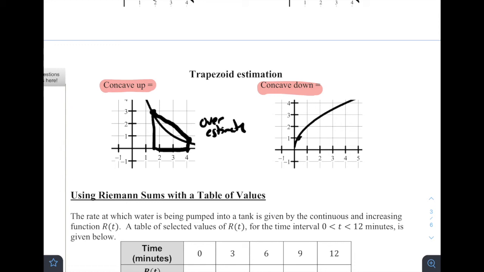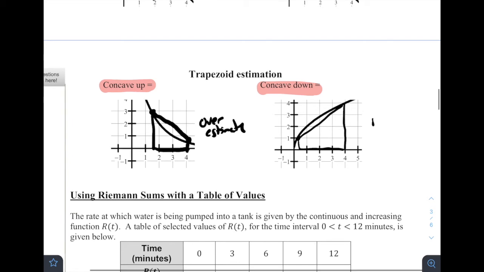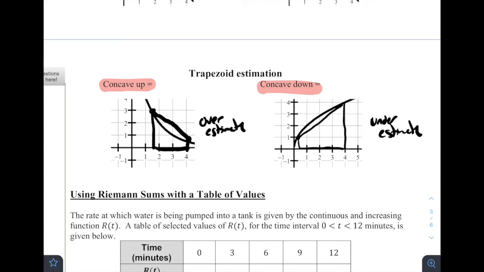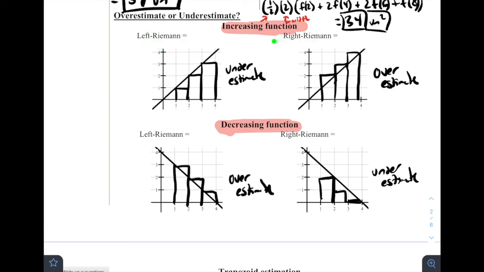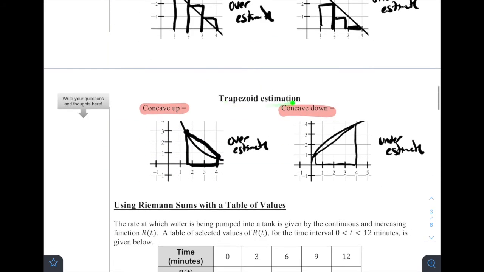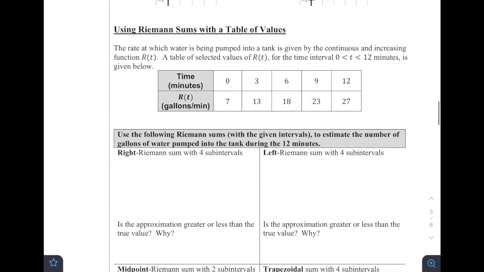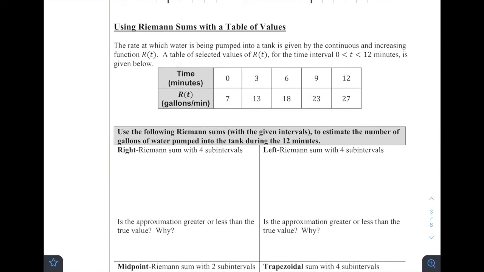And if we do the same idea, if we go from here to here, give me a trapezoid there on a function that's concave down, that's going to be an underestimate. So again, the key idea for this part: if you are talking about left and right Riemann sums, you want to figure out whether it's an overestimate or an underestimate. You need to look at whether that function is increasing or decreasing. If you're looking at trapezoid estimation, concavity is your friend. Is it curving upward or curving downward? That's going to help you figure out whether that trapezoid estimation is an overestimate or an underestimate.